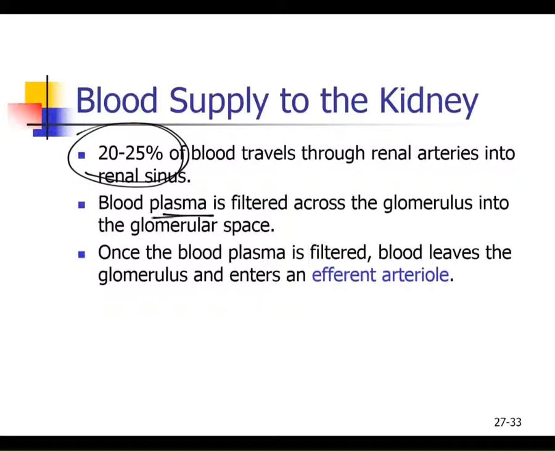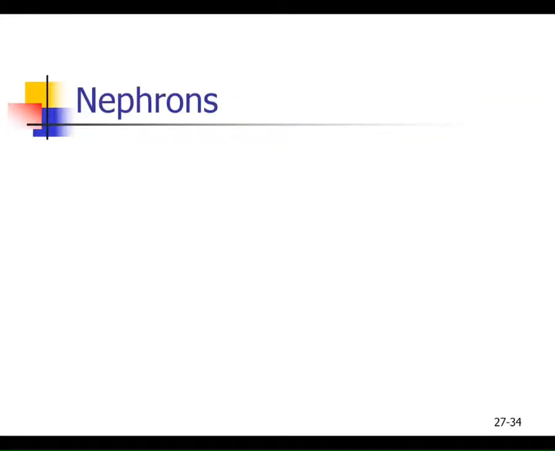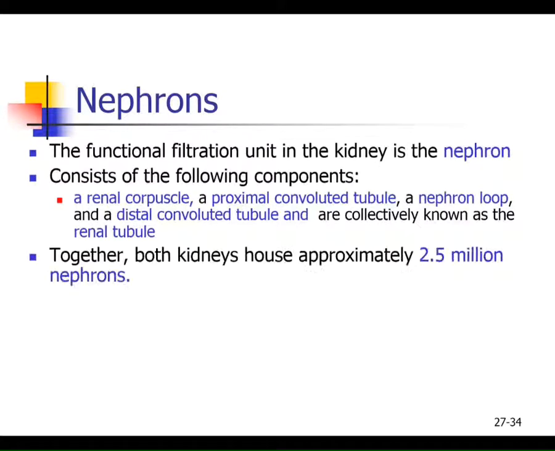What you're filtering out is the plasma. It's being filtered in the glomerulus. And as I mentioned, what's unique about the kidney is that it's leaving out the efferent arteriole, which still has oxygenated blood. So that's what's different or unique about the kidney when it comes to the blood supply.